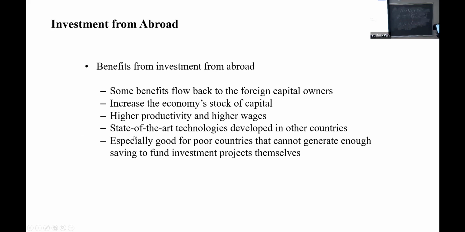Third, higher productivity and higher wages. The same, if there is more money in that country, no matter from domestic investment or foreign investment, more employers means more money and more demand for the laborers within the country. The wage will be higher, and more capital means higher productivity.